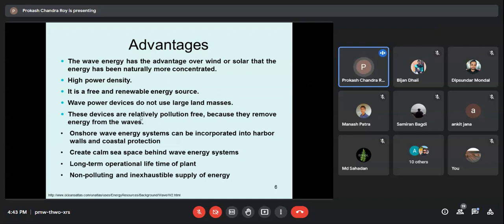So these devices are relatively pollution free because they remove the energy from the waves, obviously. An onshore wave energy system can be incorporated into harbor walls and coastal protection. So when you harness some of the power near the coastal area, obviously there will be some development. So as a whole, coastal protection as well as the socio-economic development of that area will be improved.